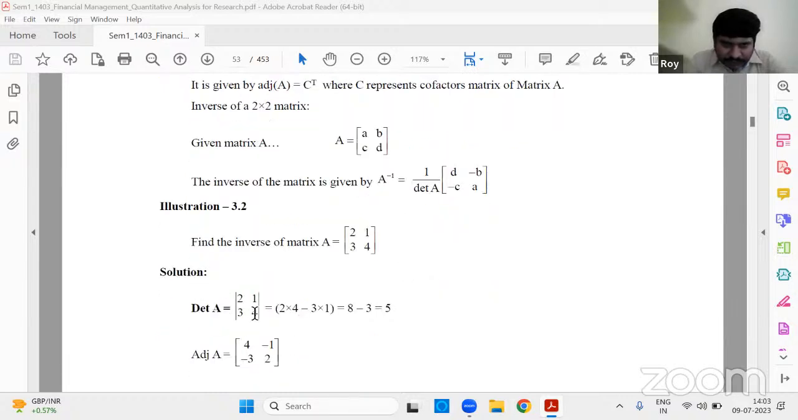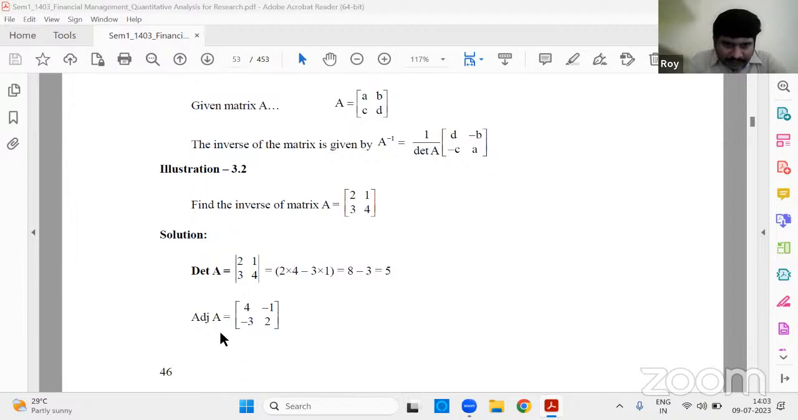Now, find out the determinant of A. This is the determinant, right? Det A means determinant. 2 into 4 minus 3 into 5. That is, the determinant of A is 5.